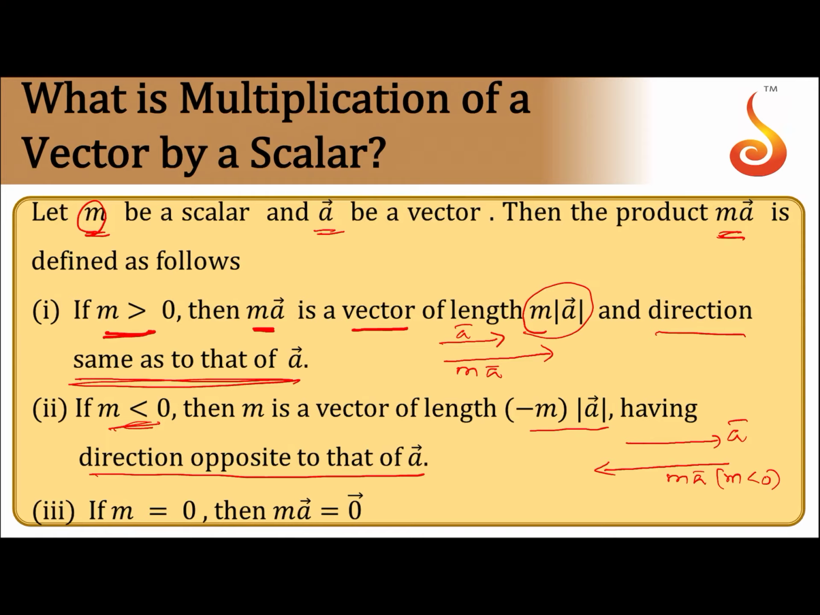But what happens if M is equal to 0? If M is equal to 0, then you are multiplying a vector by 0, and that becomes a null vector.